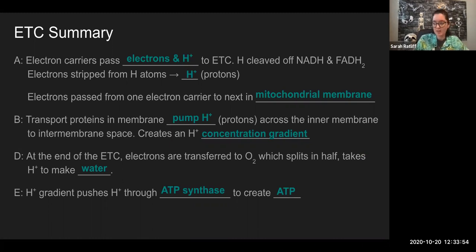I know that was fast, but please go to column F of our quick write. Answer the question: the ETC uses energy from the electrons to make what? It's making two different things, so give me one of those things.